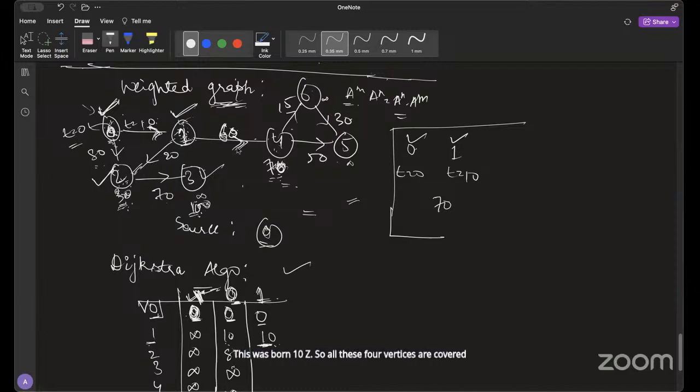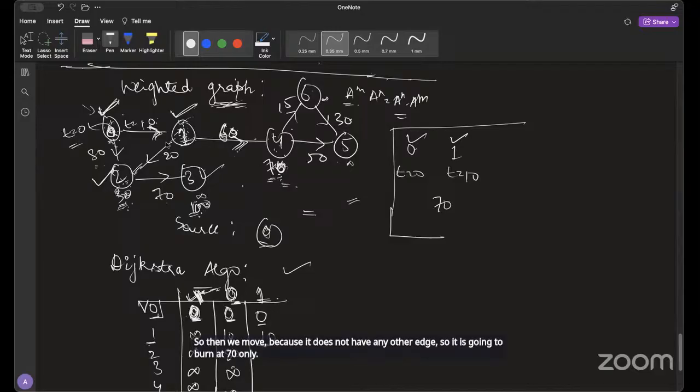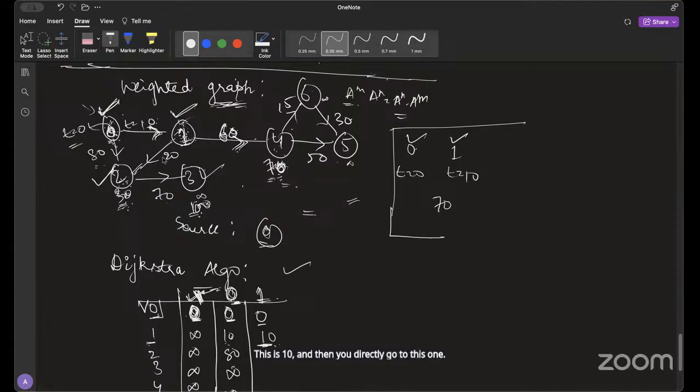We're not sure about this one, but it does not have any other edge, so it is going to burn at 70 only. And then you directly go to this one. After getting done with the minimum time one, you come to this one. So this is 70. This gets burned at time 70. And then the fire starts from here. So this will get burnt at 120 if you go this way. And this thing will get burnt at 70 and 15, 85. But then you see that there is another edge from here to here, so you add 30 there.